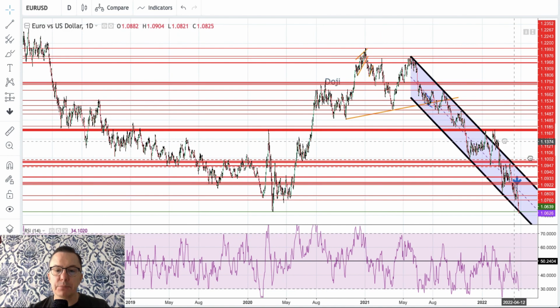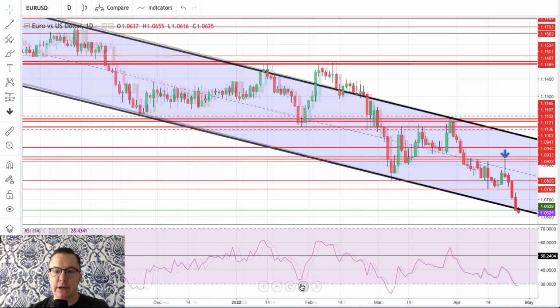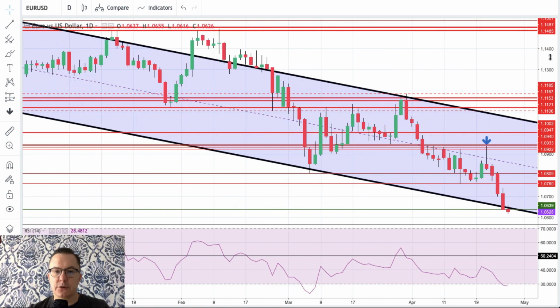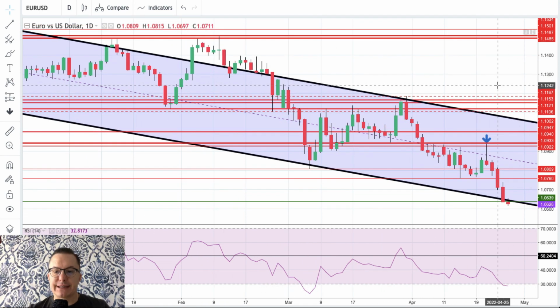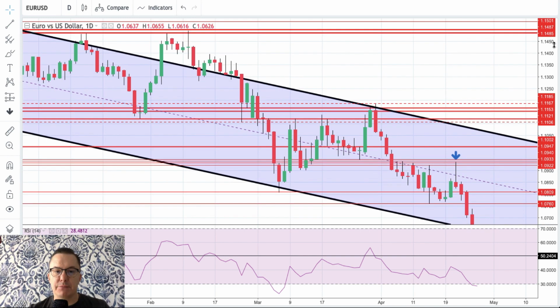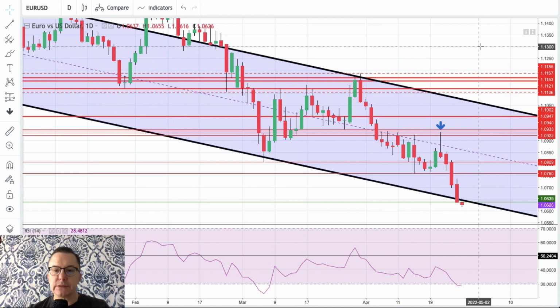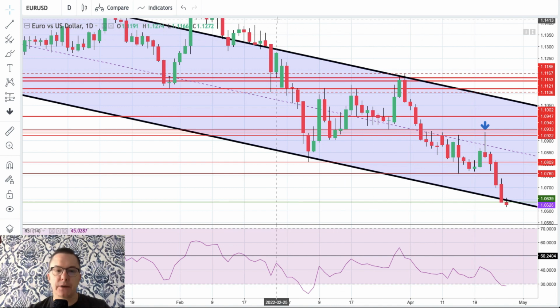However, please notice the fact that after so many months of trading down, we need some kind of a bounce. So please be careful with keeping your trades to the sell side for an extended period of time, because it looks like we will have a bounce sooner or later, maybe more sooner than later. This is what I mean.